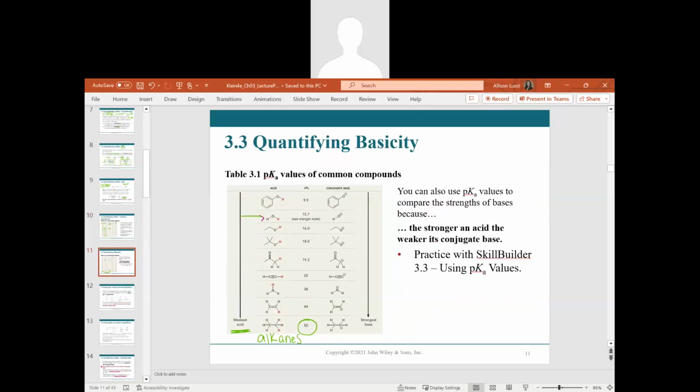Here's water now, at 15.7. We know that water can be both an acid or a base, depending on its environment. So we'll see water used as both acids or bases. We have classes like alcohols, etc. So we'll get to know how we can compare the strengths of these acids using these pKa values.